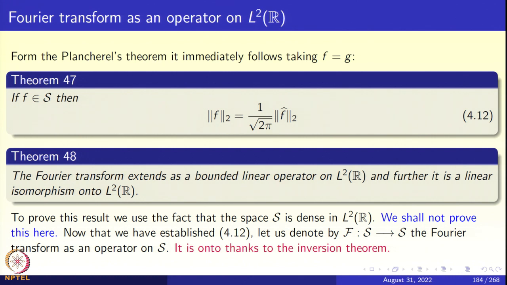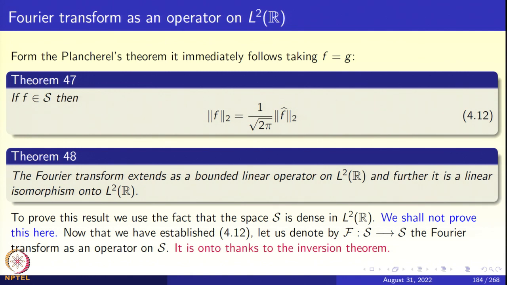So theorem 47 is the important link that we wanted to extend the Fourier transform as an operator on L2 of R. How does this estimate 4.12 help us to achieve this? So let me first record the thing as theorem 48. The Fourier transform extends as a bounded linear operator on L2 of R. Further, it is a linear isomorphism onto L2 of R. In the earlier case, from L1, it was into L infinity. But here in the context of L2, the Fourier transform maps L2 onto L2. So it's surjective in this case.